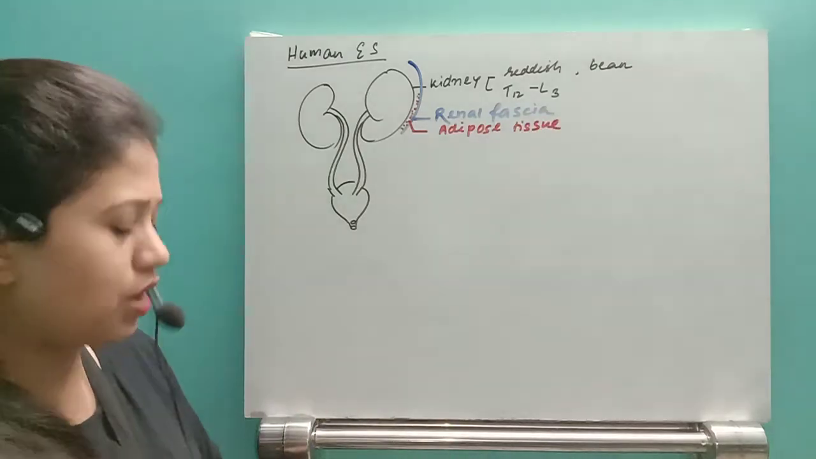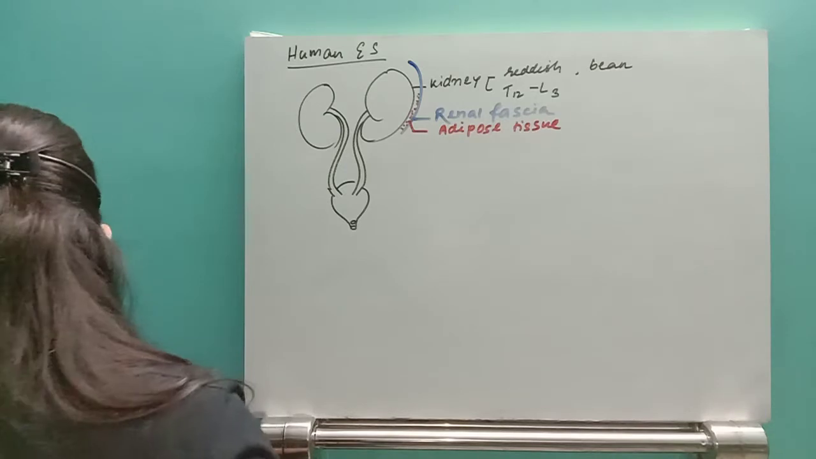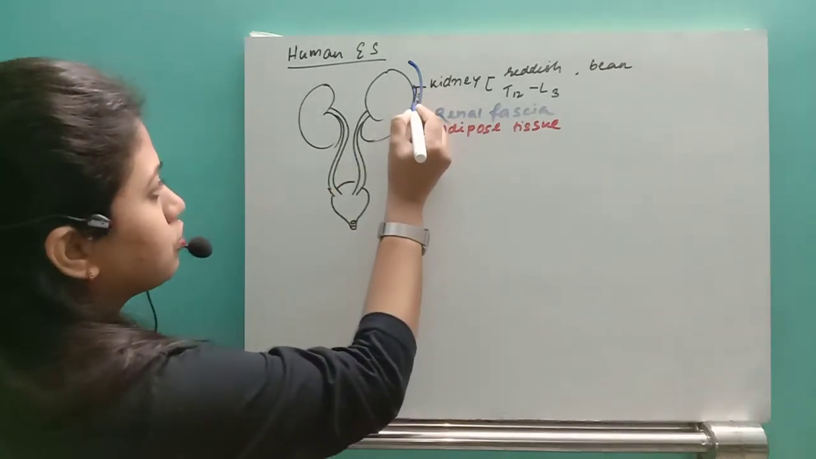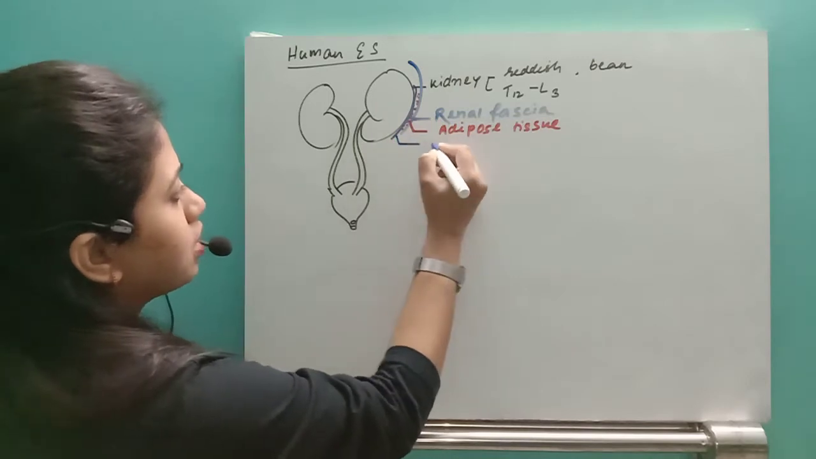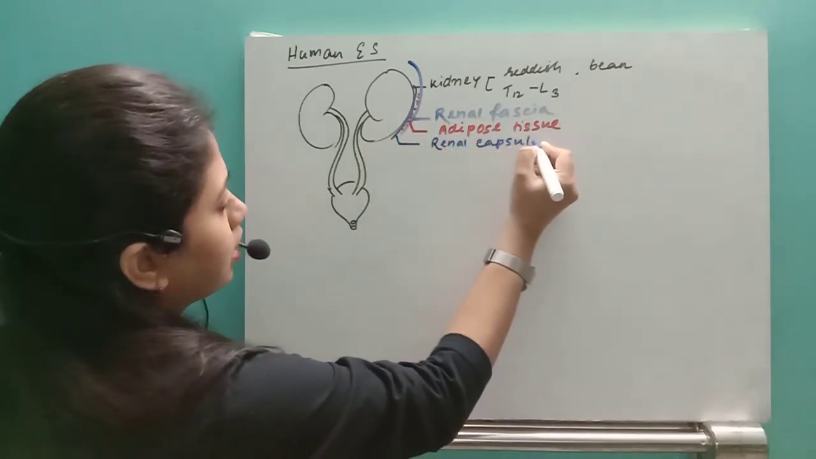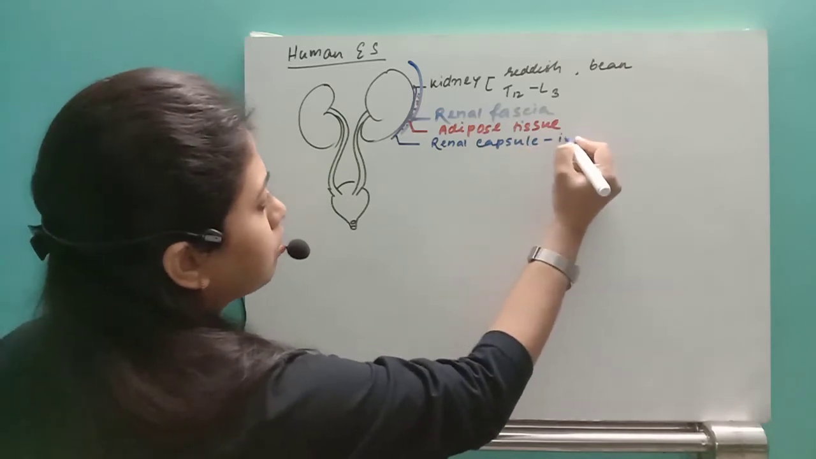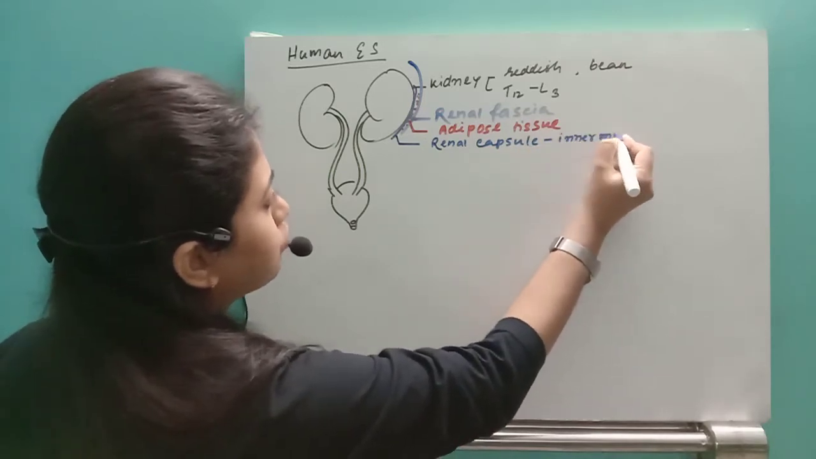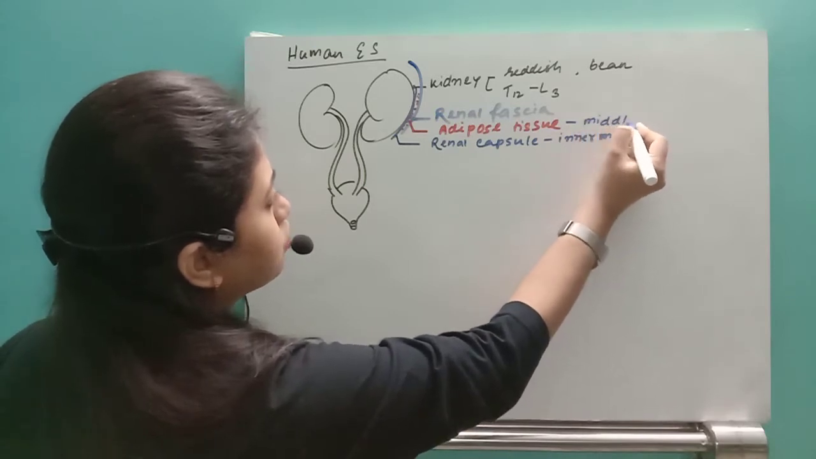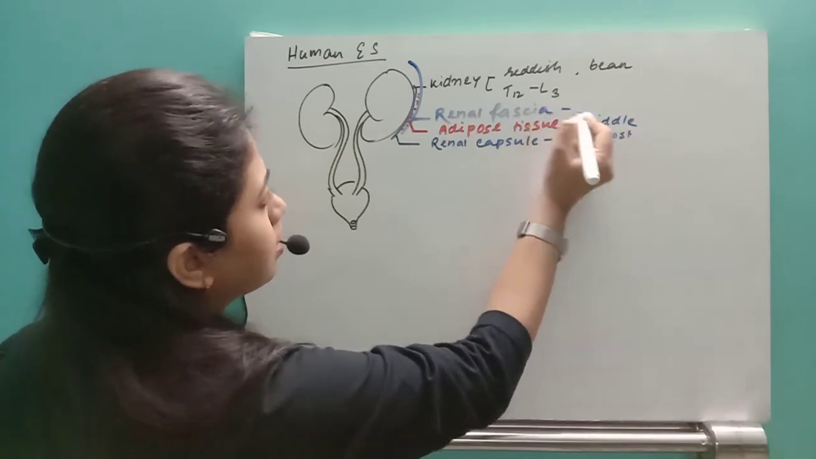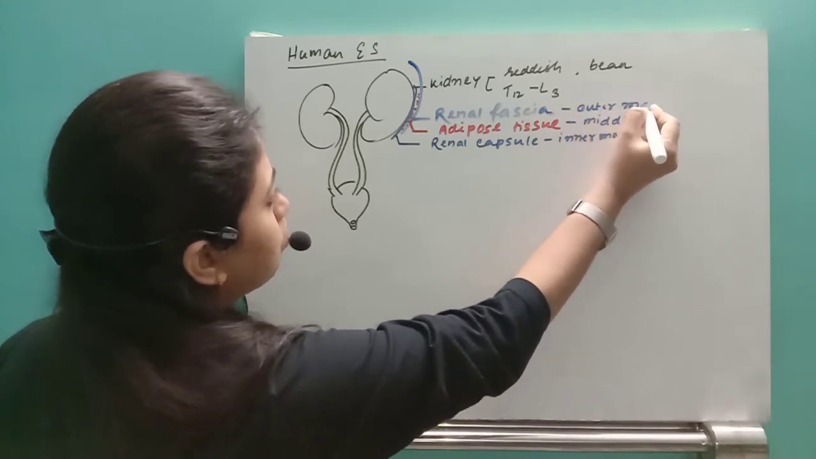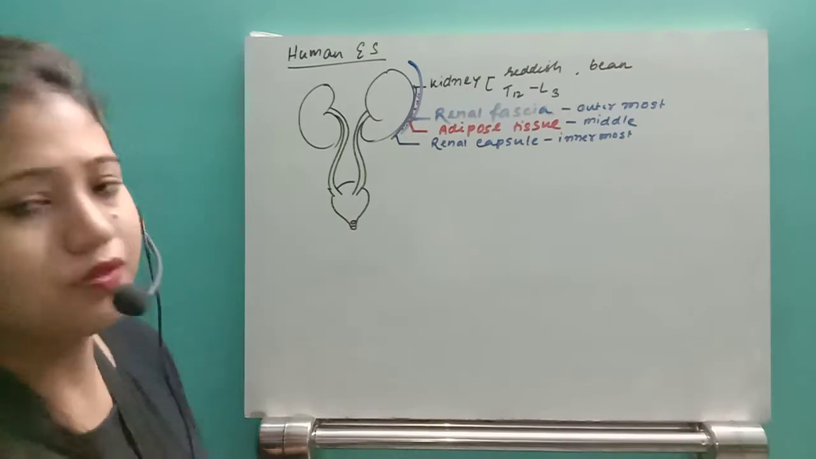And just beneath we have the innermost layer. This innermost layer is called the renal capsule. So remember, the renal capsule is the innermost layer. The adipose tissue is present in the middle, acting as a shock absorber, and the renal fascia is present on the outermost region. So this also has a protective nature.